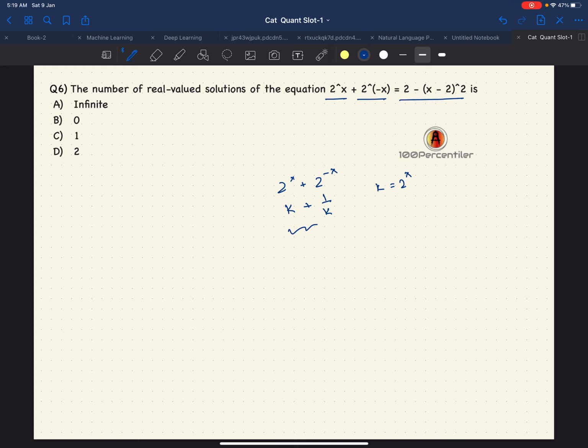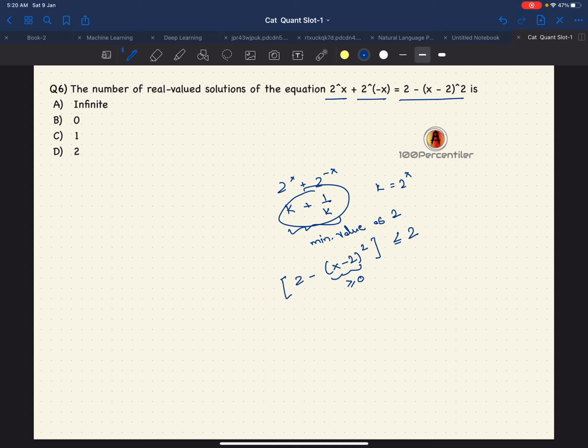Now for k plus 1 upon k, we know the minimum value is 2. So if the minimum value of this particular expression is 2 and the right hand side is 2 minus (x minus 2) whole square, this square is obviously always greater or equal to 0. Therefore, this whole expression is always less than or equal to 2. Now, if the minimum value of LHS is 2 and the right hand side can only be less than or equal to 2, therefore, both of them have to be equal to 2.